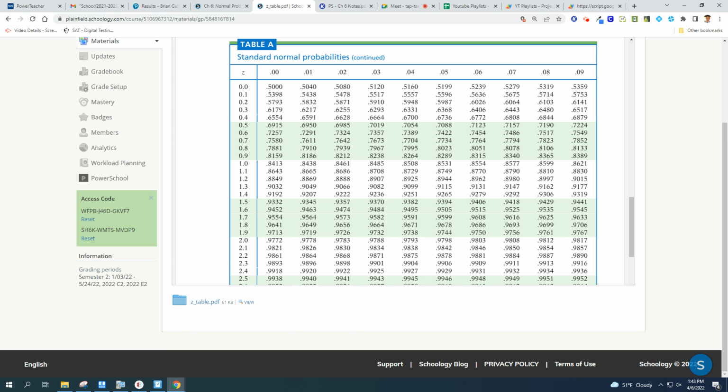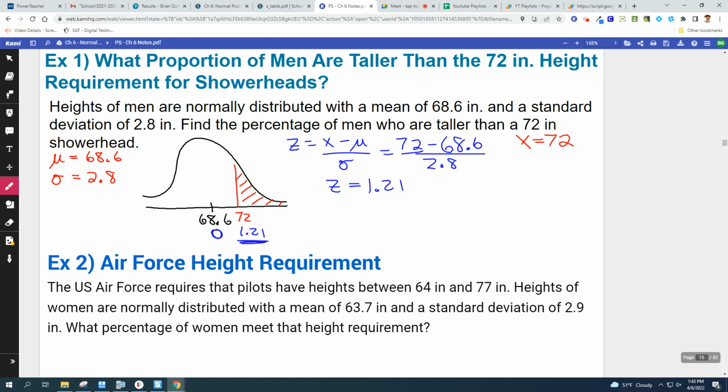So we just found 0.8869. The area to the left is 0.8869, and that's exactly what we don't want, right? That's saying 88% of men are shorter than 72 inches. We want taller. How are we going to find taller?